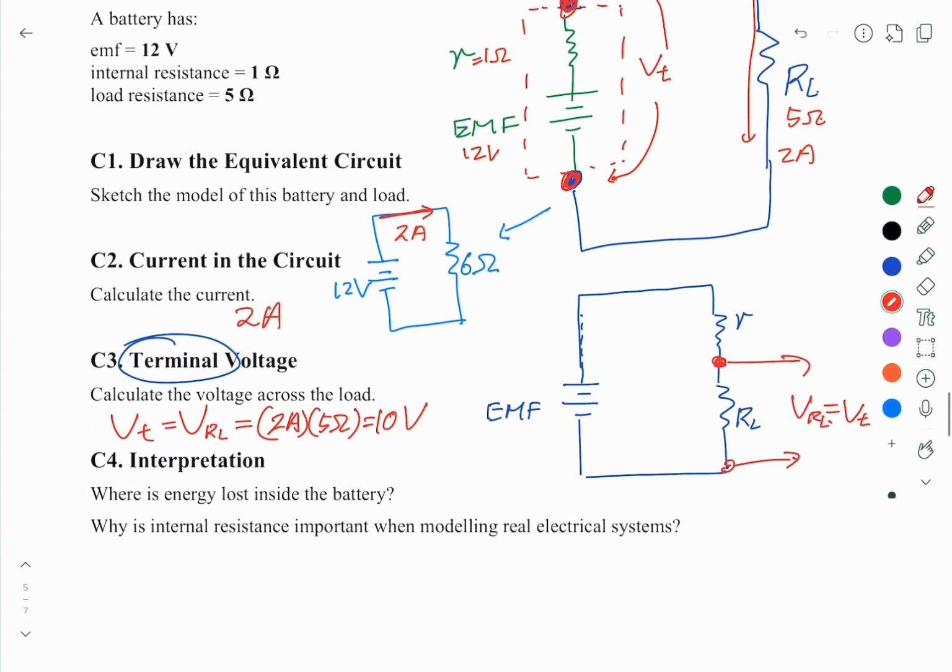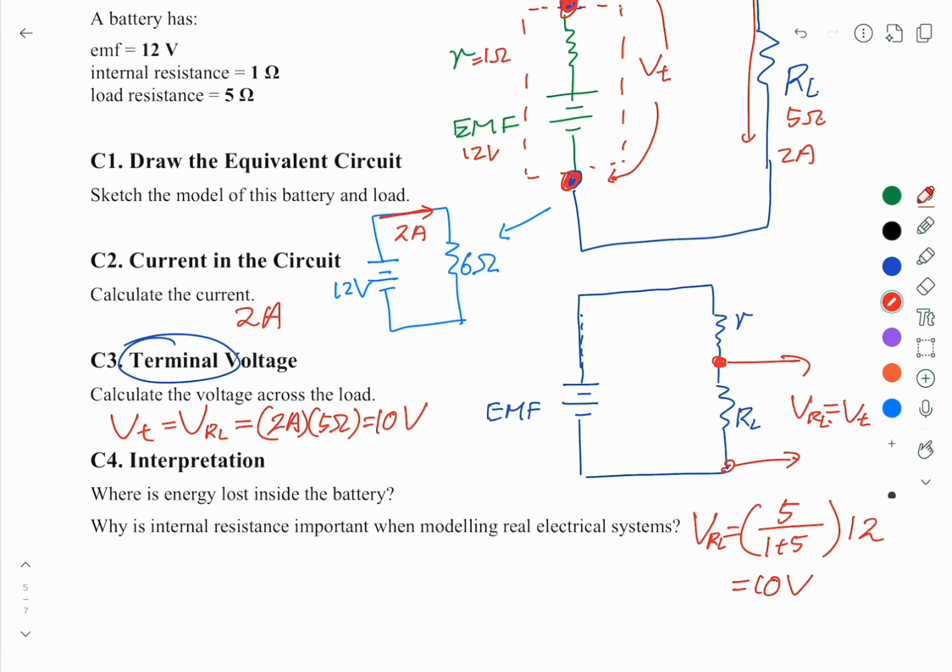Now we can get this 10 volts by just applying the usual formula for the potential divider. So the V is proportional to the EMF, 12. The proportional constant is 5 over 1 plus 5, because you try to measure the voltage across the 5 ohm load. So the numerator is 5, and you will get 10 volts. So exactly the same answer.